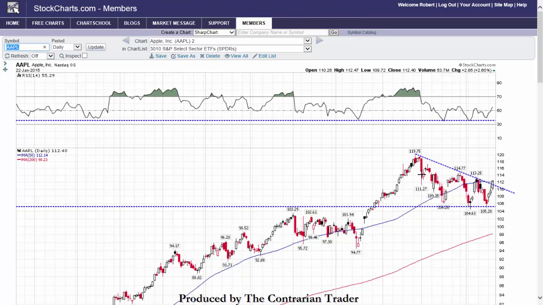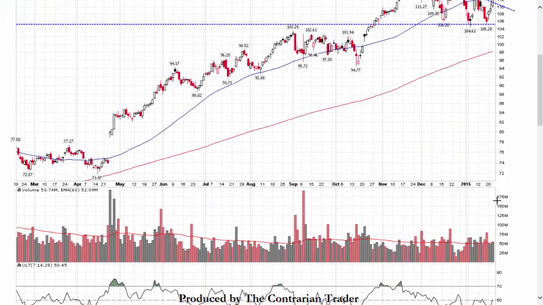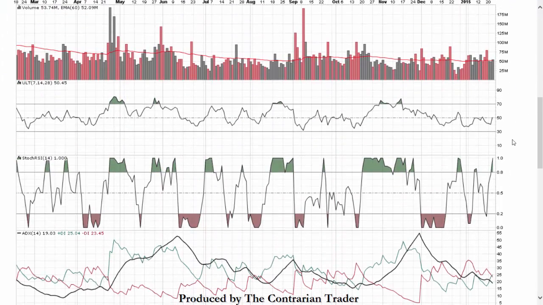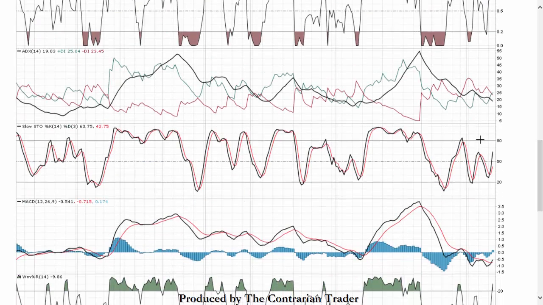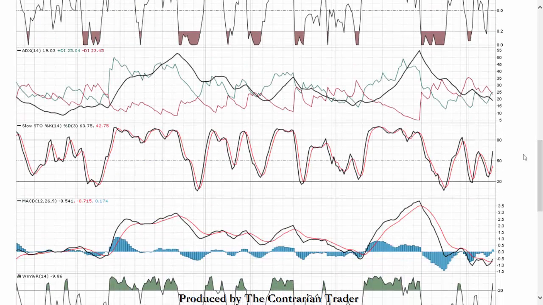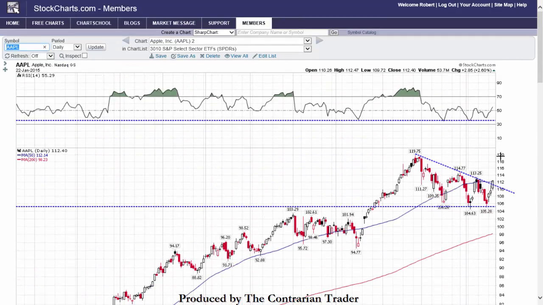Apple broke out today out of a declining downtrend line. We closed above the 50-day moving average, quite bullish. Higher lows on RSI, we broke out. Volume above average. Higher lows in Ultimate Oscillator. What can I say? The stock is looking good. Higher lows on the slow stochastics. It's a buy.